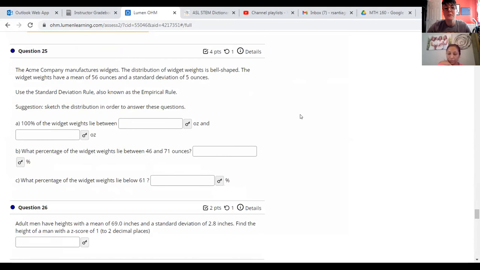The Acme company manufactures widgets. The distribution of widget weights is bell-shaped. The widget weights have a mean of 56 ounces and a standard deviation of 5 ounces. So we're going to use the empirical rule.